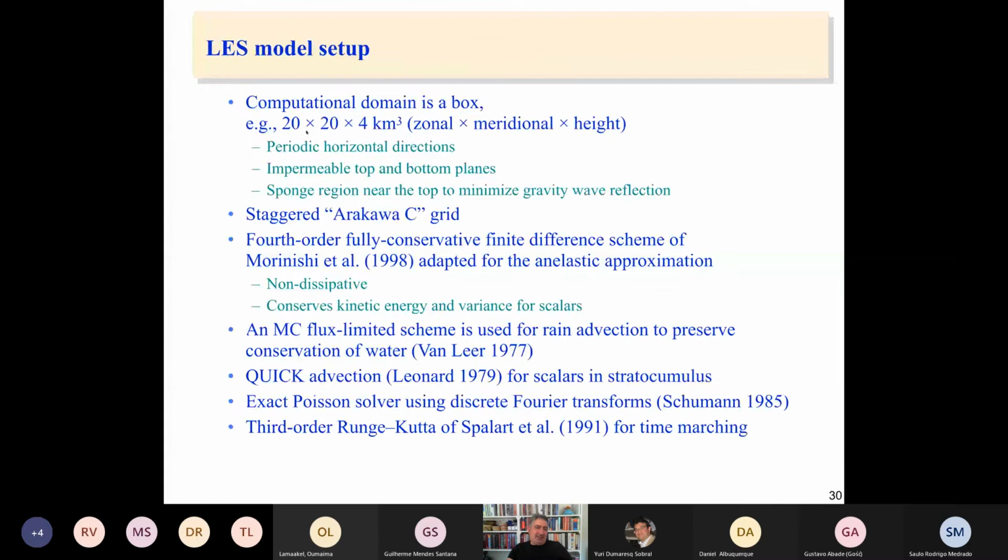So we're basically simulating a piece of the atmosphere. It's about 20 by 20 kilometers in the horizontal and 4 in the vertical. It's a finite difference code. It's a fully conservative, non-dissipative scheme for momentum. Sometimes when you have stuff like rain, we use a monotone scheme to conserve water. In this case, when we have stratocumulus where we have sharp interfaces, we just use QUICK for temperature and water advection. And it's an exact Poisson solver, third order RK for time.